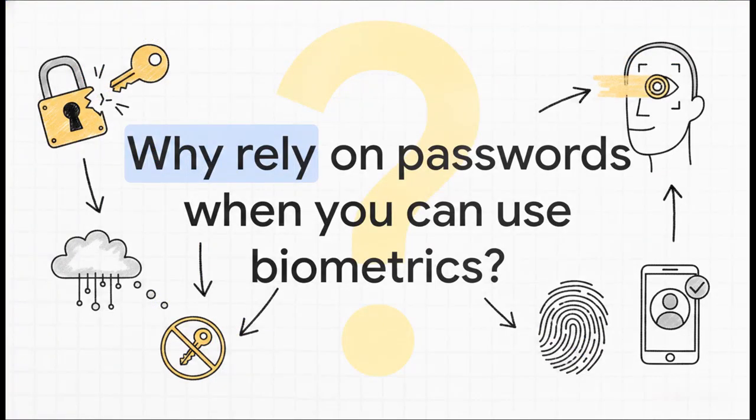Let's be honest for a second. Why are we still relying on passwords when we can use a user's unique biological characteristics? Passwords have some pretty inherent flaws, right? They get forgotten, they get guessed, or worse, they get stolen in massive data breaches. Biometrics, on the other hand, things like fingerprints and facial recognition, they verify a user's true identity seamlessly. You're no longer verifying what a user knows. You are verifying who the user actually is.